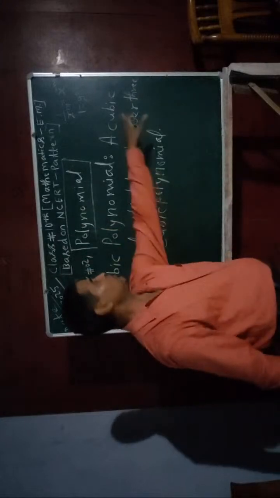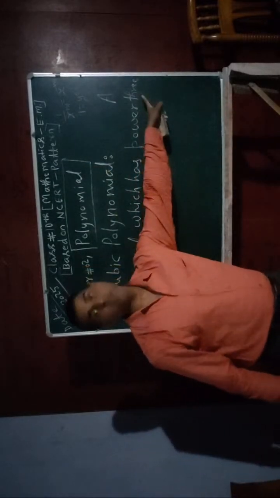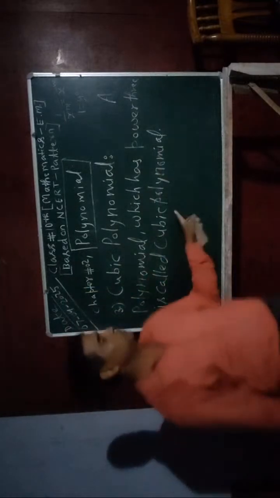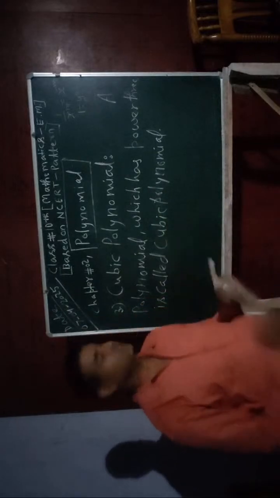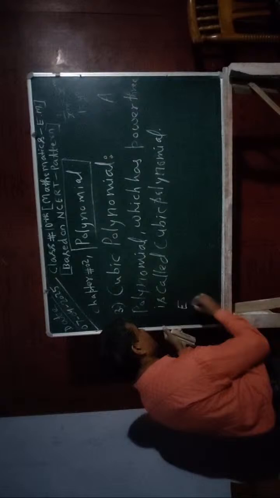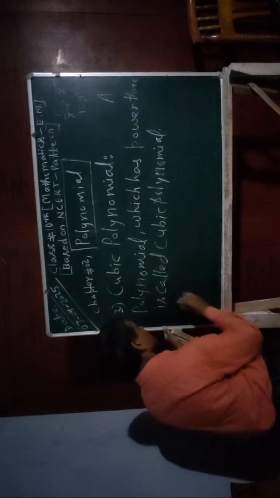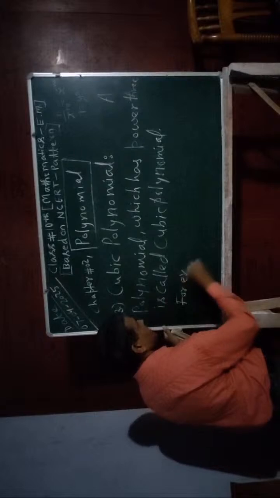Here I will write: a polynomial which has power 3 is called a cubic polynomial. That is also a good definition, but you have to write: a polynomial which has power 3 is called a cubic polynomial. For example, I am going to write here.